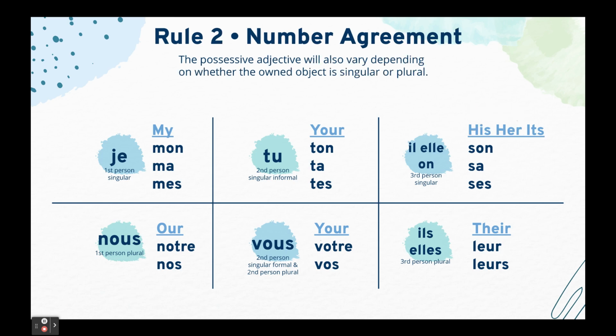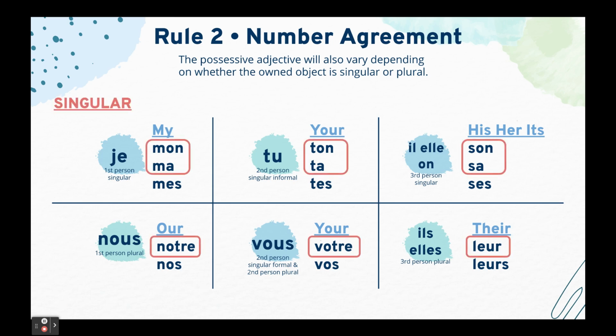All right, rule number 2, number agreement. The possessive adjective will also vary depending on whether the owned object is singular or plural. So it doesn't matter about whom owns the object, it's about the object itself. Do I own more than one object? So if it's singular, we only look at using mon, ma, ton, ta, son, sa, notre, votre, or leur without an S. If it's plural, then we look at using mes, tes, ses, nos, vos, and leurs. Now notice all of those end with an S, but we don't pronounce the S.